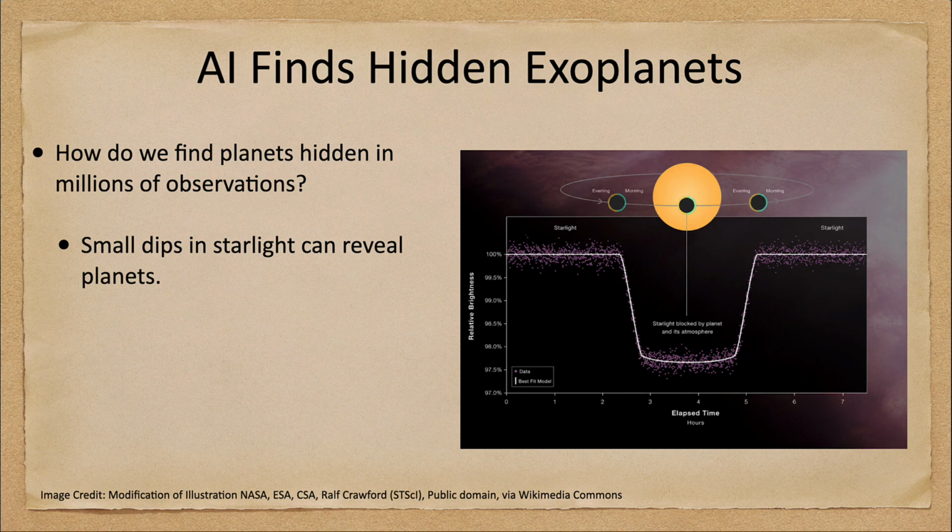NASA's Transiting Exoplanet Survey Satellite, or TESS, monitors millions of stars looking for these subtle dips in starlight. If the same pattern repeats at regular intervals, it may indicate that a planet is orbiting the star. But not every dip in brightness is caused by a planet. Binary stars, stellar activity, and instrumental effects can all create signals that resemble planetary transits. The challenge is determining which signals are genuine planets.